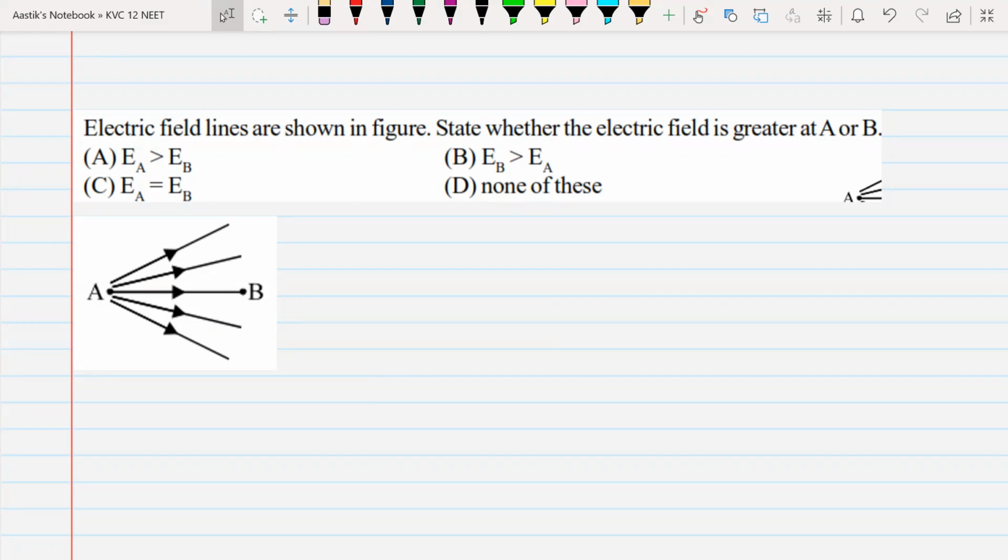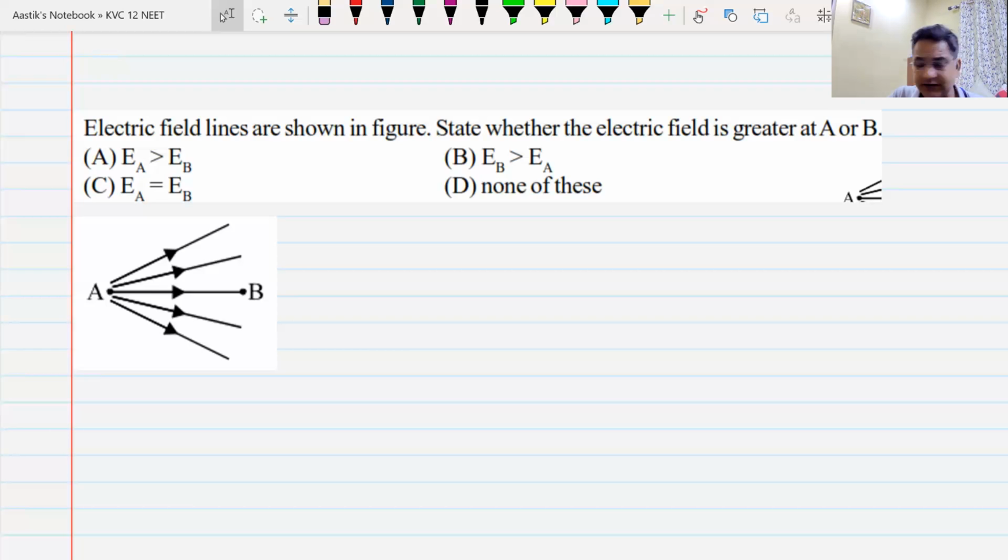At point A, you can see electric field lines are very densely packed. Yes or no? They are very close. Since they are very dense, that means the electric field will be more at point A compared to point B, where the electric field lines are well apart. That means electric field will be less compared to point A.